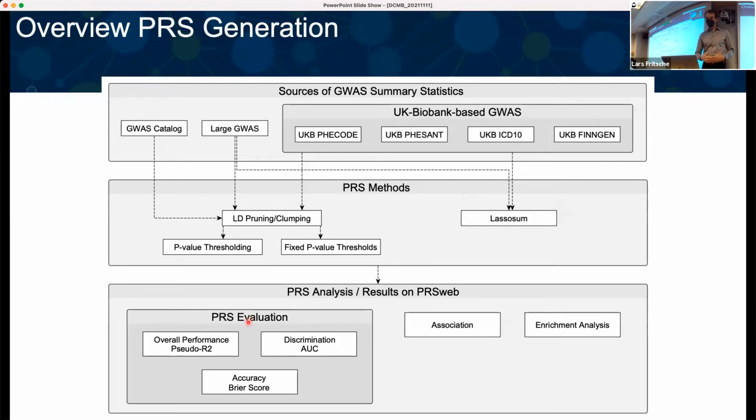And then we evaluated the PRS in terms of overall performance. One way to do this is looking at pseudo R square. We can look at the discrimination between cases and controls. This is the area under the receiver operator curve. Or we can look at accuracy, and that could be the Brier score. Also, we're interested in association strength itself. Is this PRS associated with the trait we're interested in or not? And then we want to see if this PRS is able to enrich cases in the tails of the distribution.